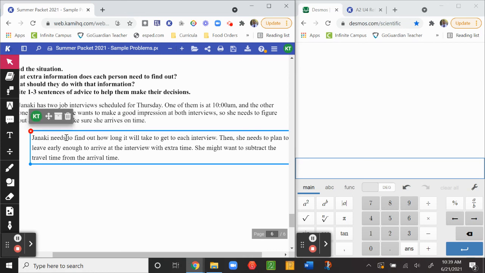So Janaki, you need to find out how long it will take to get to each interview, then plan to leave early enough to arrive at the interview with extra time. You might want to do subtraction to figure that out. So read the situations on your page and go ahead and give these people some advice. That's the last type of problem, so do your best, and I look forward to seeing your work.